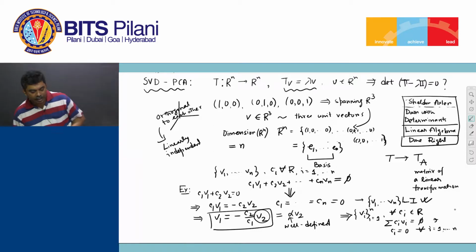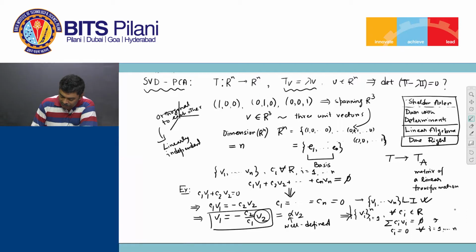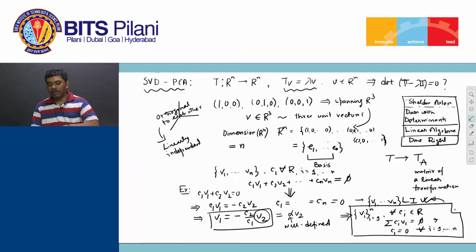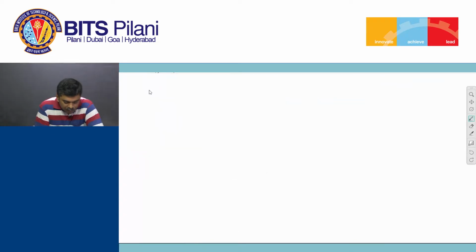Okay, all right. So this is the formal definition of linear independence. If that's the case, then we can say that v1 through vn are linearly independent. Okay, why are we doing this? We are doing this for two reasons. One, not just to refresh, but to see how some of these powerful results are used in SVD and PCA.